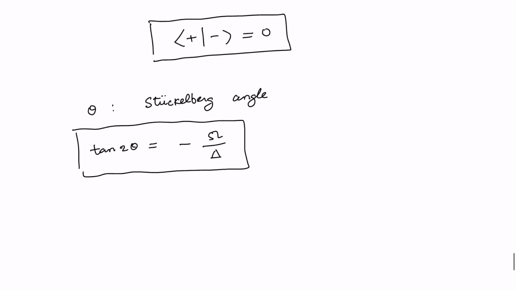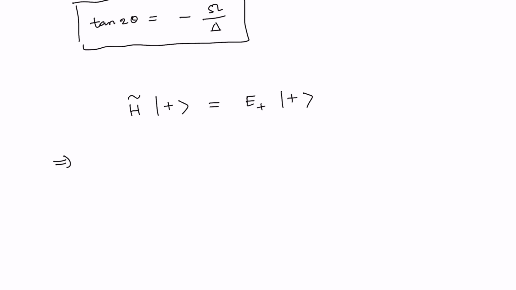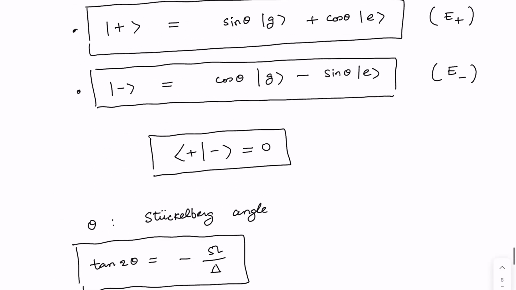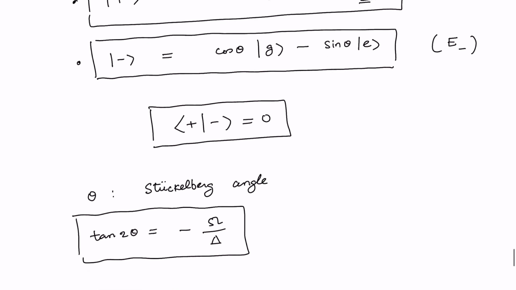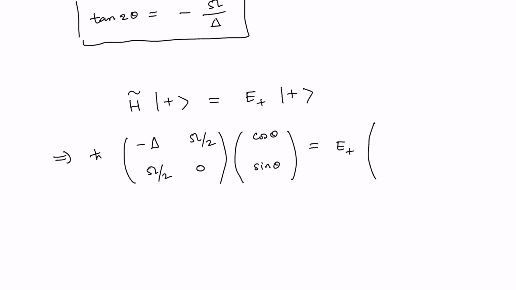Okay, so to do that, let me first write down the eigenvalue equation corresponding to the new basis state, say |+⟩, that is H|+⟩ equal to E plus |+⟩. This is my eigenvalue equation. Let me write down my Hamiltonian in the matrix form. So it is ħ times minus delta, omega by 2, 0, and |+⟩ I can write, once again I am writing the excited state in the upper row, so here I am going to write cos θ, and in the lower row I am going to write sin θ, and I have E plus and |+⟩. Again here I am having cos θ, sin θ, and let me open it up.